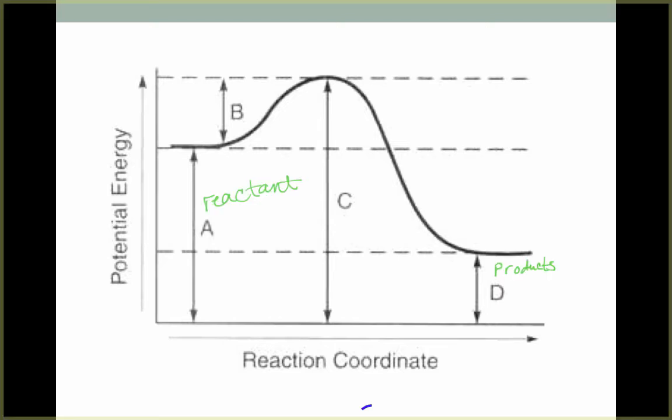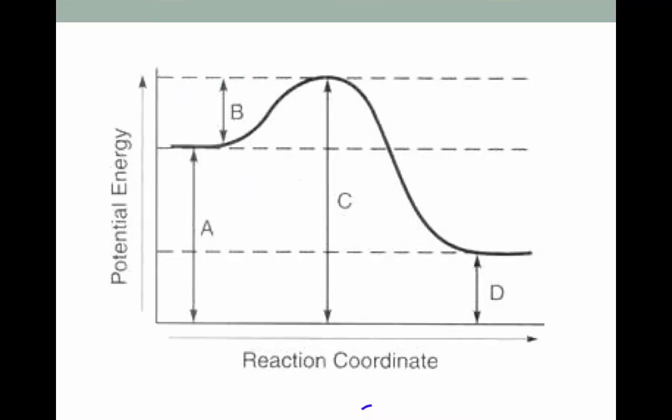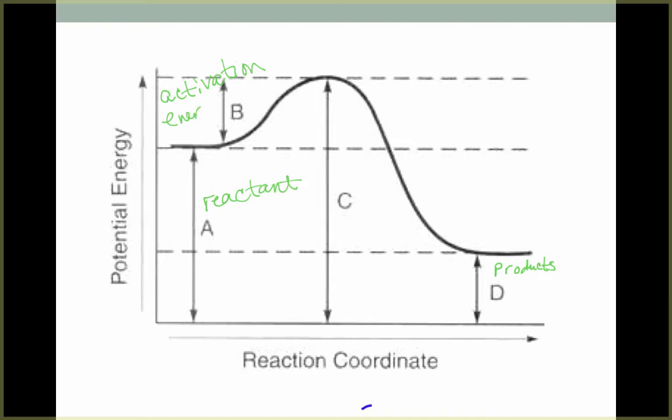Now let's find the activation energy. Activation energy in this case is represented by B because it's the difference between the energy of the reactants and the top of the potential energy barrier. Line C represents the energy of the activated complex because the activated complex is the temporary arrangement at the very top of this bump. One thing that's not labeled with a letter here is the delta H.